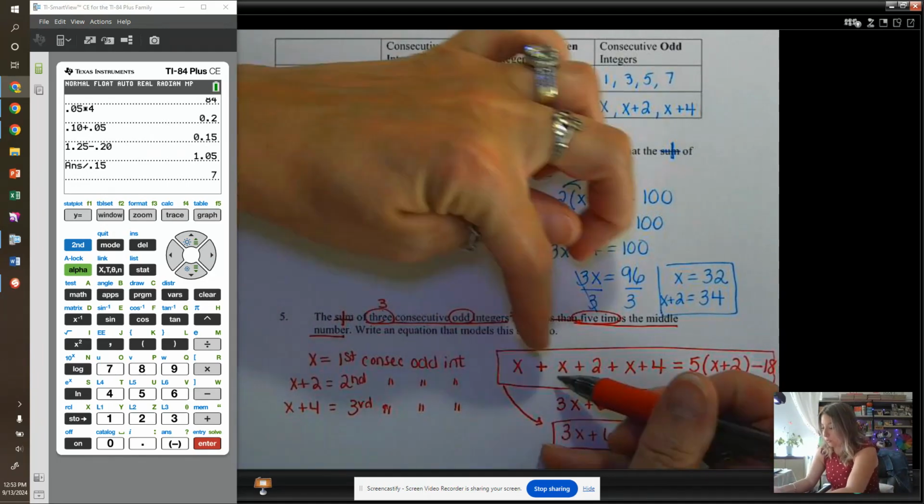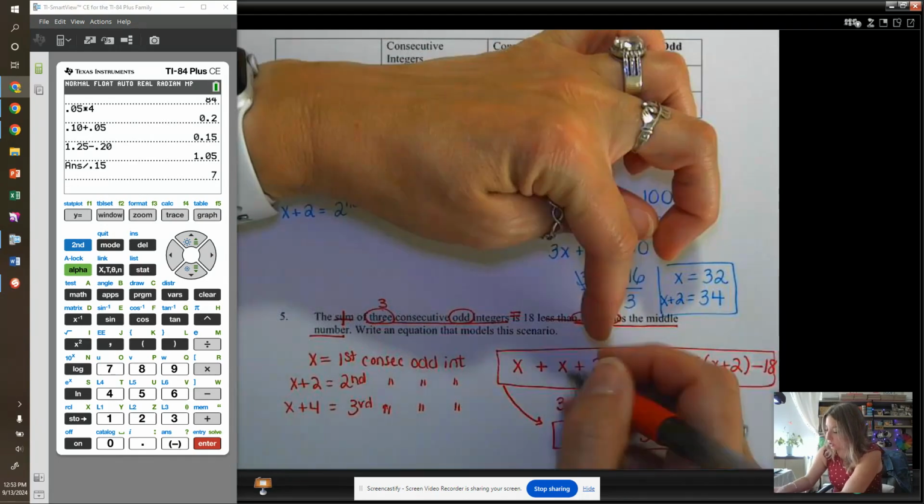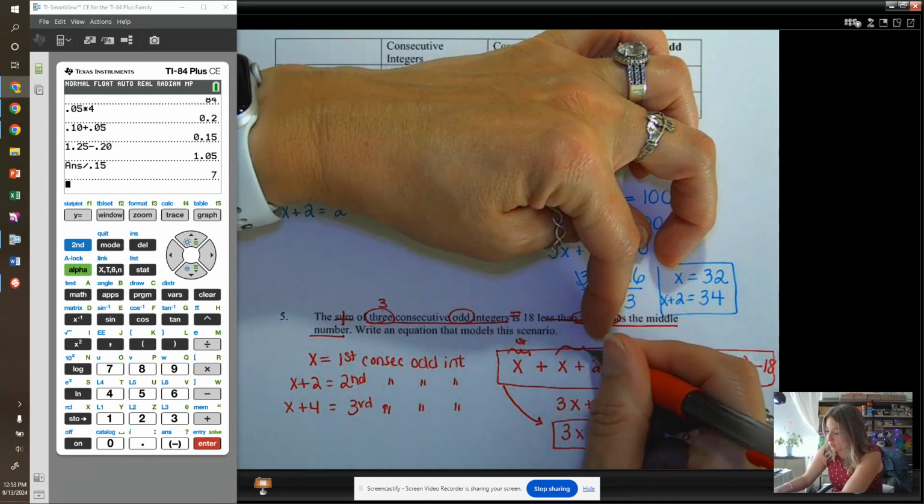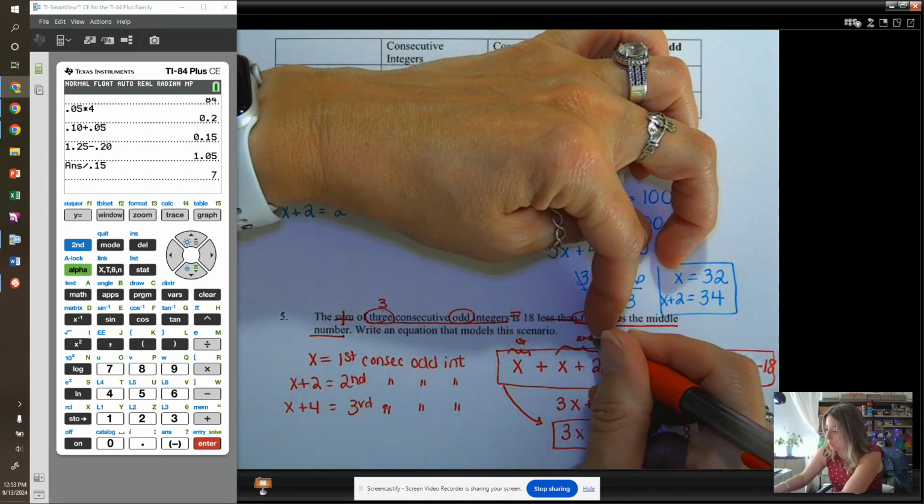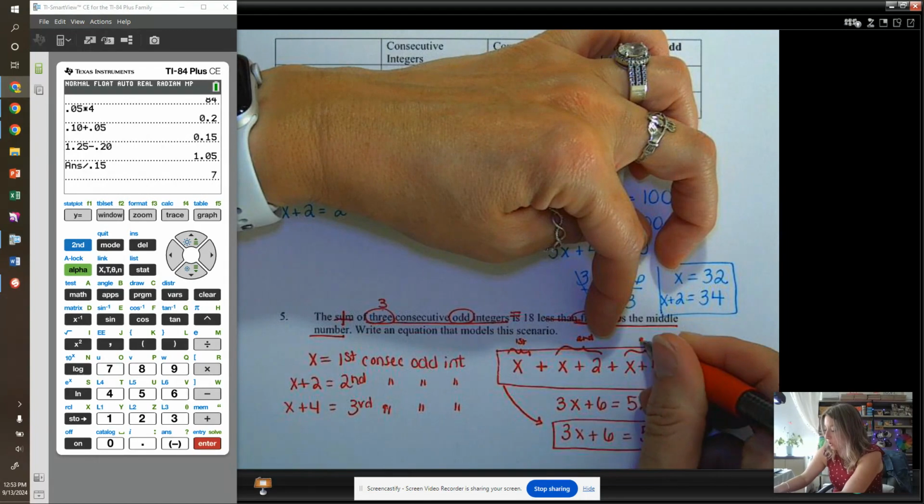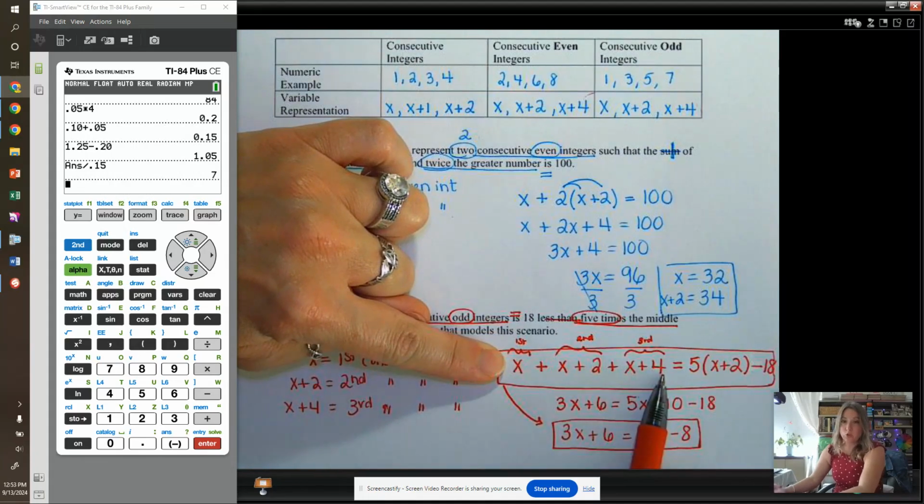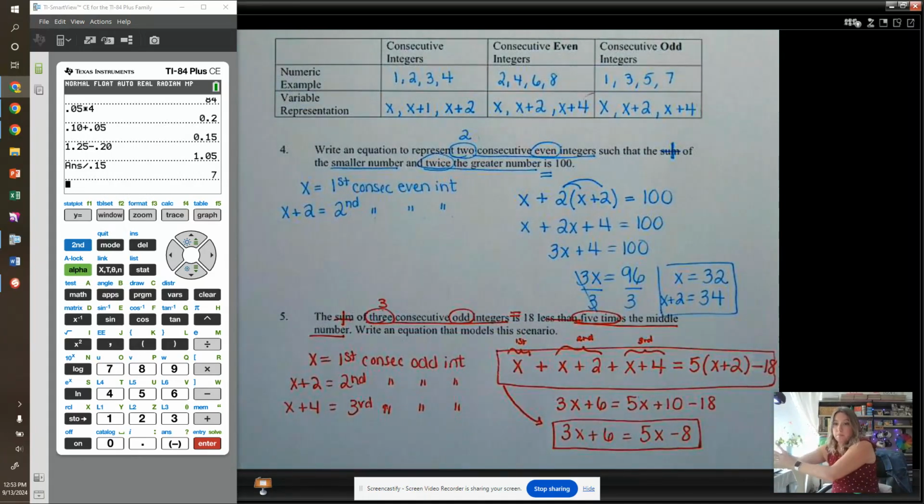The sum of 3 consecutive odd integers. This is the first consecutive odd integer. This is the second consecutive odd integer. This is the third consecutive odd integer. So sum means add each. So that's why all the pieces are there.